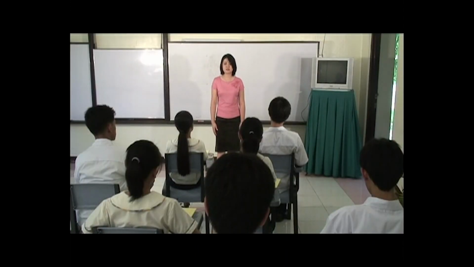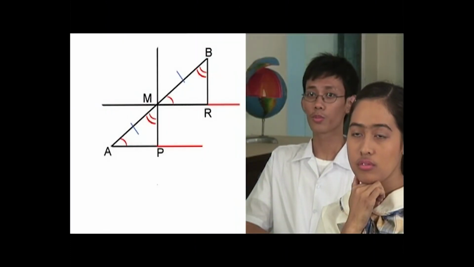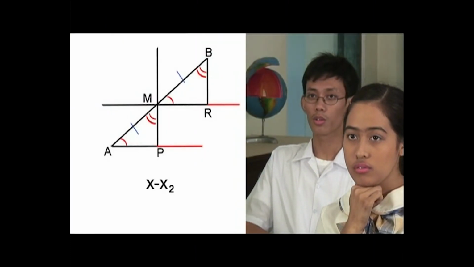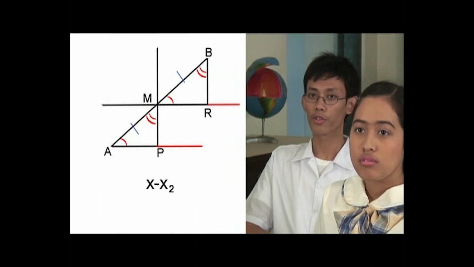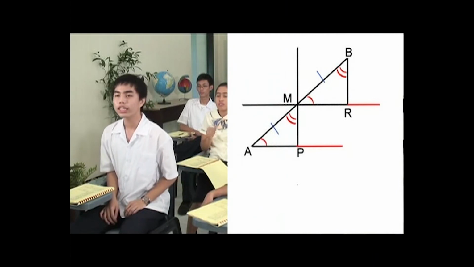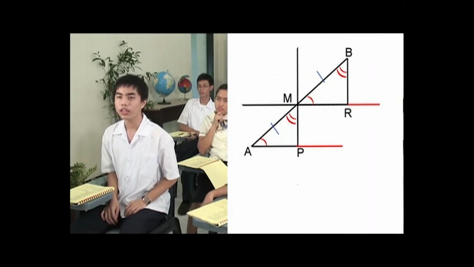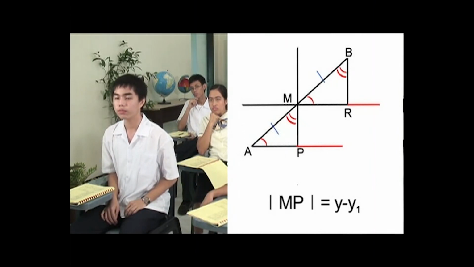Miss Michelle, can we also write this as x minus x sub 2? Class, what do you think? Since x is less than x sub 2, x minus x sub 2 will be negative. So we can't do that. We should always subtract the smaller number from the larger number. Oh, I see. Then that means that the length of MP is the difference between the y-coordinates of M and P, and we get the absolute value of MP is equal to y minus y sub 1.